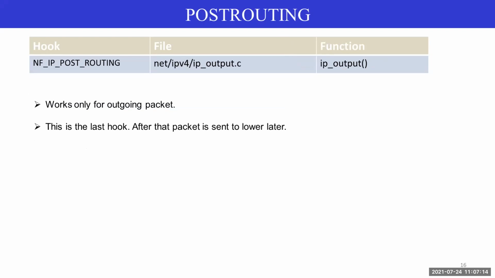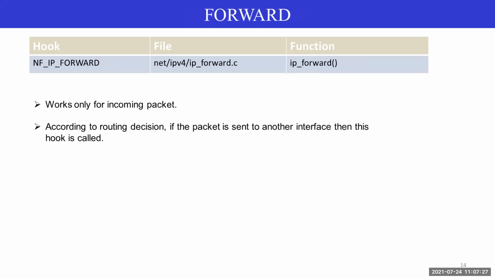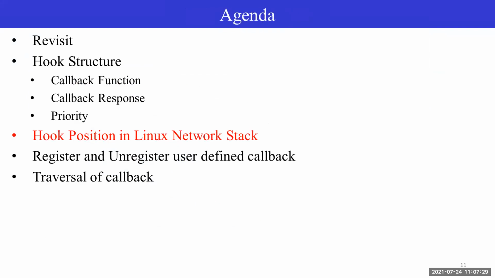And the last hook point is post routing. After that, the packet will be forwarded to the lower layer, the network driver. So this is all about our hook positions in the kernel. If you have any questions, you can ask.